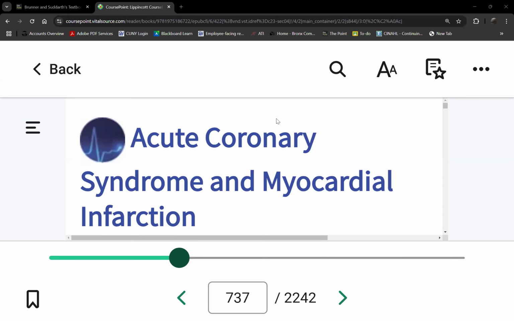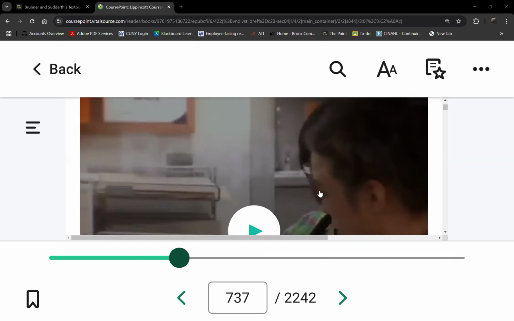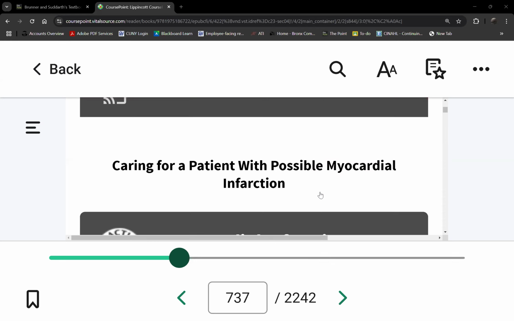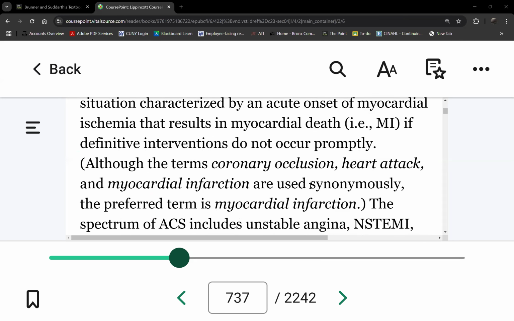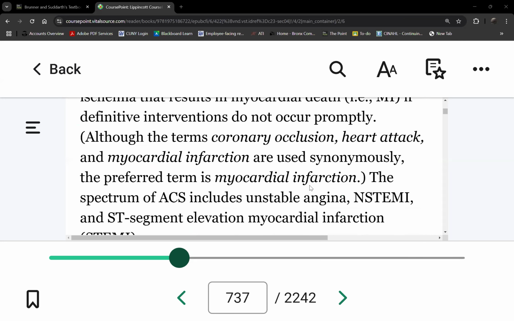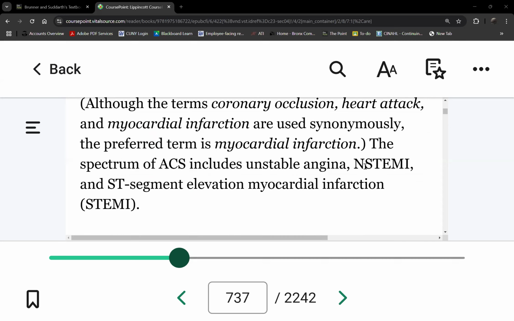Okay, here now is acute coronary syndromes. There are three acute coronary syndromes. They are unstable angina, NSTEMI, and STEMI. NSTEMI is non-ST elevation myocardial infarction, and STEMI is ST elevation myocardial infarction.